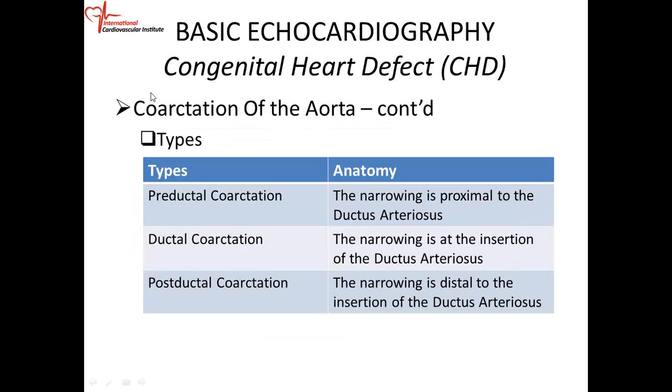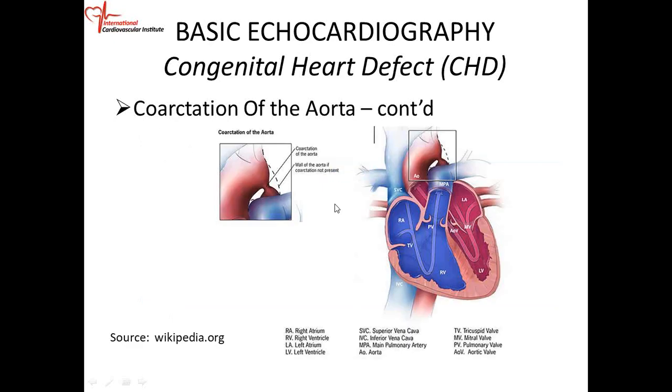All right. So again, we talk about preductal. So this is a narrowing which is just before the ductus arteriosus. Remember, the ductus arteriosus is usually at the same level as the left subclavian. So we have a preductal. We have a ductal, which is narrowing at the insertion of the ductus arteriosus, and then postductal, which is narrowing just distal, just below the ductus arteriosus insertion.